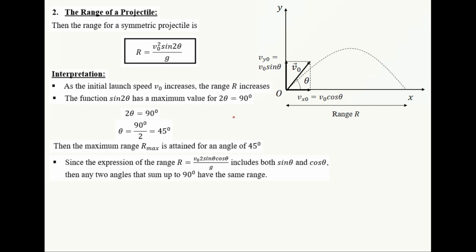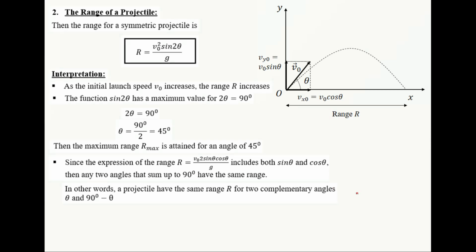Now another thing important to notice: since the expression of the range R, so we're getting back to the previous expression in which sine 2 theta is given by 2 sine theta cosine theta, over g, includes both sine theta and cosine theta, then any two angles that sum up to 90 degrees have the same range. In other words, a projectile has the same range for two complementary angles given by theta and 90 minus theta.